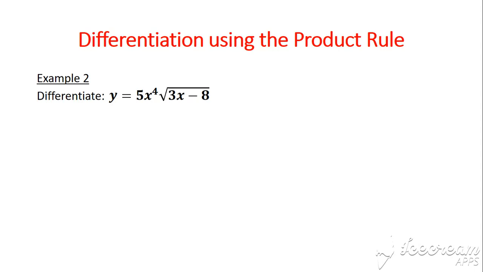All right, let's move on to a little bit more complicated one. Example 2. We're going to differentiate y is equal to 5 times x to the power of 4 times the square root of 3x minus 8. Well, again, we can see this function is made up of two functions, g and h, being timesed together. So we're going to use the product rule once again. But to do that, we need to go back and work out what g dash and h dash are.